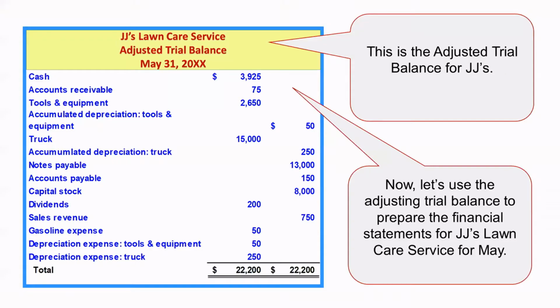Let's look at the adjusted trial balance to see how we can use it to prepare the income statement. Here is the adjusted trial balance for JJ's Lawn Care at May 31st. We will use this adjusted trial balance to prepare the financial statements. The first financial statement to prepare is the income statement. It is prepared first because we need to know the amount of net income to be reported in the statement of retained earnings.